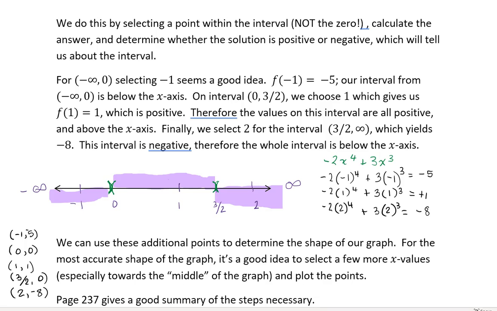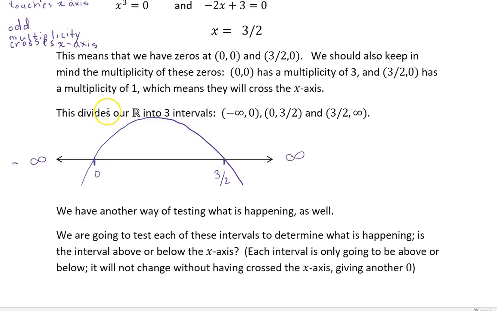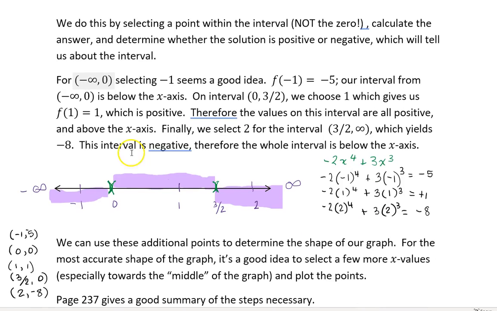All right. So this is very similar. We basically have the same information that we would have had using our degree and multiplicity and all of that, but we were able to do it by just finding our zeros, and then picking a number in between those zeros on those intervals and determining how it was going to behave.